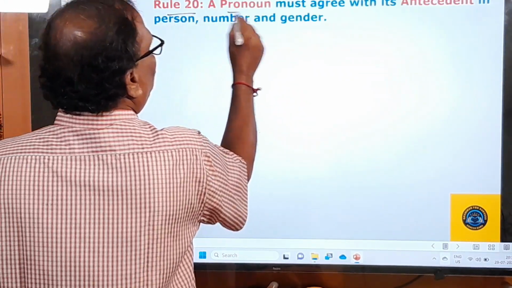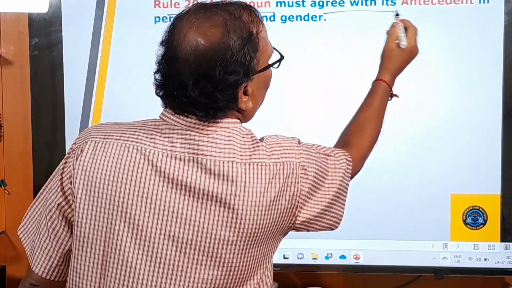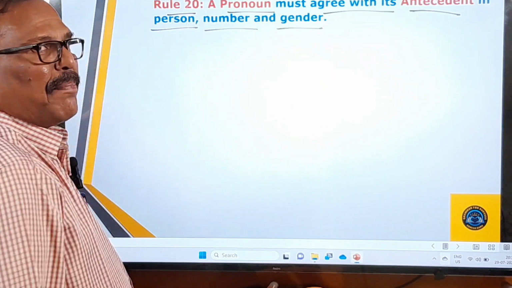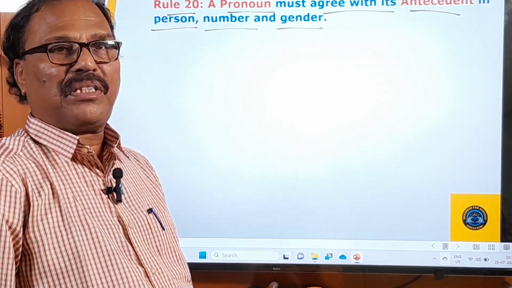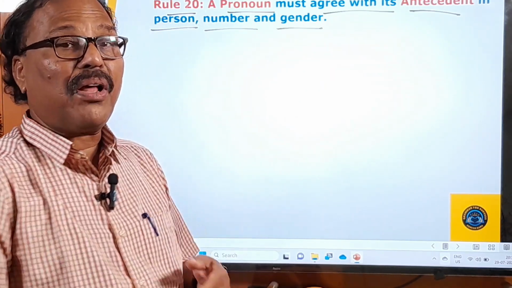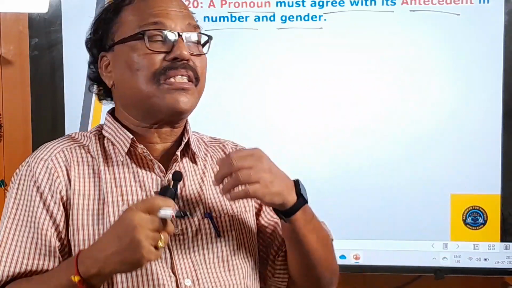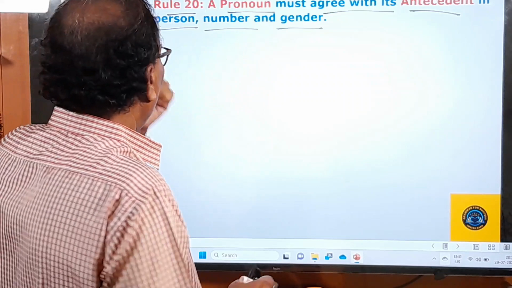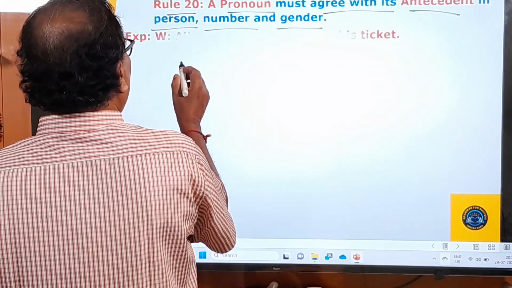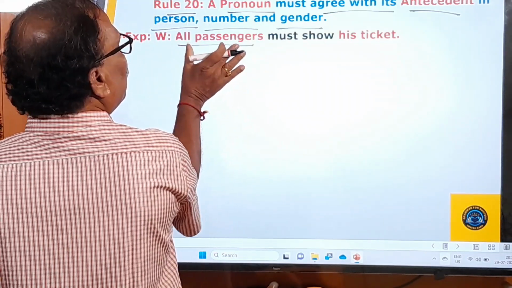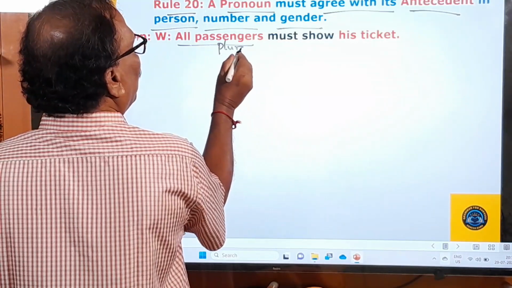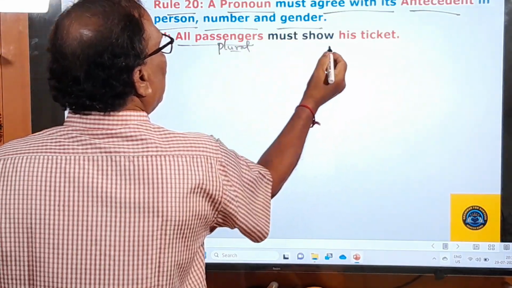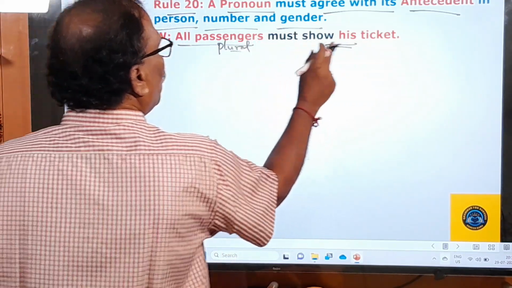Rule 20 is there. A pronoun must agree with its antecedent in person, number, and gender. A pronoun must agree. This is a very important rule, a basic rule actually. A pronoun must agree with its subject, in person, number, or gender. So let us see here. What is that? All passengers, plural subject. Okay, this is the antecedent. All passengers must show his ticket.